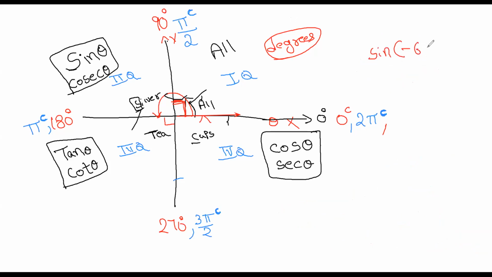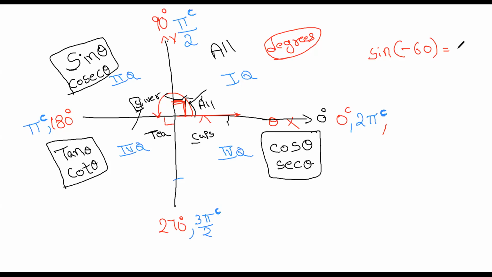Now let's see what is the value of sine minus 60. Does sine minus 60 exist first? I don't think you can have a negative degree. But an angle is nothing but going in the clockwise direction, right? So it exists.